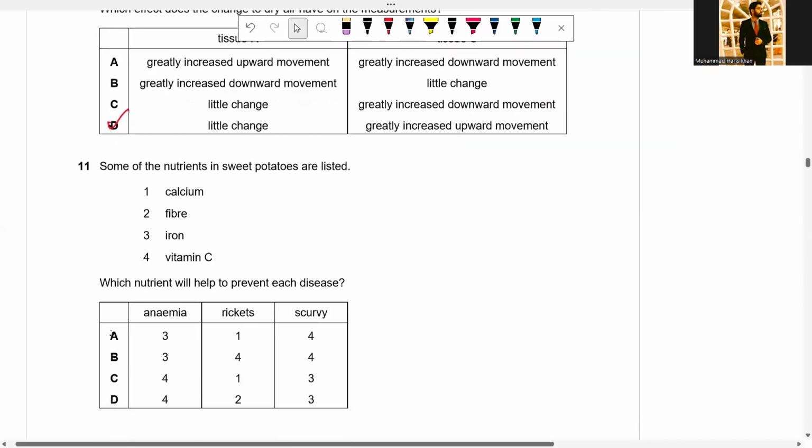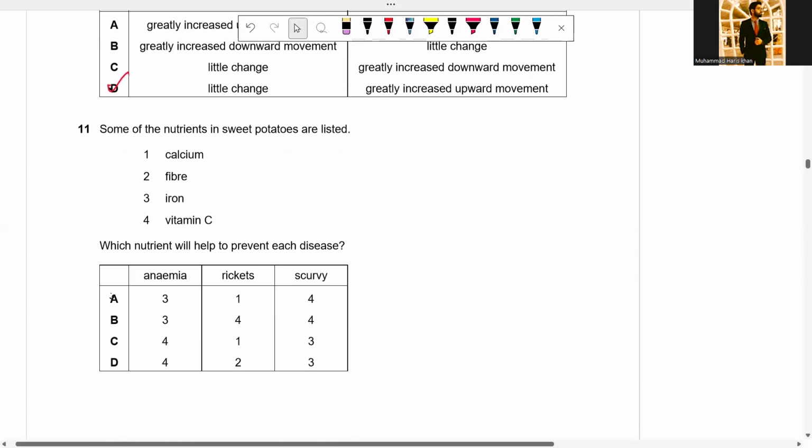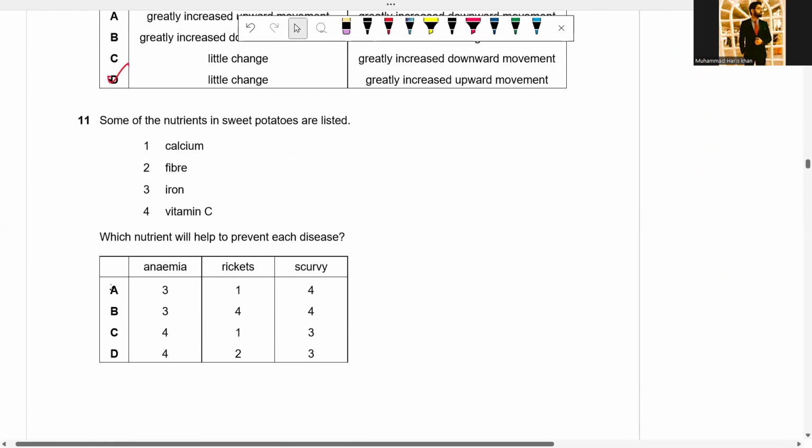Question number 11. Some of the nutrients in sweet potatoes are listed: calcium, fiber, iron, vitamin C. What nutrient will help to prevent each disease? Anemia is due to iron deficiency, rickets is due to calcium deficiency, and scurvy is due to vitamin C deficiency. So the answer will be A.